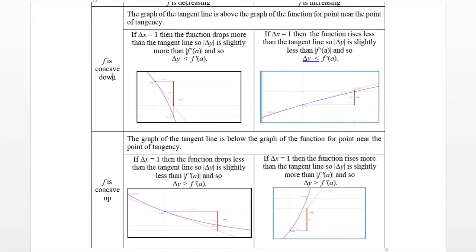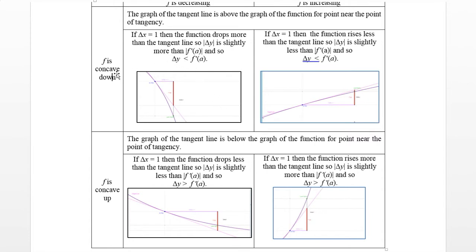If f is decreasing, let's see what we have here. If f is concave up, the change in y was actually greater than the change in the function. That was true here and here. Here, the absolute value of the change in y was less, but since they're both negative, the change in y is still greater than the change in the function. So concave up, change in function greater than the amount of the derivative.